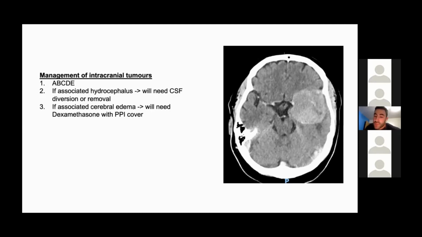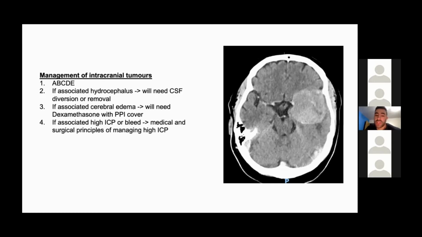If there's associated cerebral edema, this is again another one of the very few well-evidenced medications that we use in neurosurgery. If there's edema, so you can see around the tumor that there's areas of hypodensity, then you can use dexamethasone. The patients often respond immediately, almost within a couple of hours, you will see a change in the patient because you reduce that swelling and you reduce that pressure intracranially, and their GCS improves, their headache improves. It's quite a nice one to see, actually. And then of course you'll give them high dose dexamethasone with PPI cover. So we usually use omeprazole.